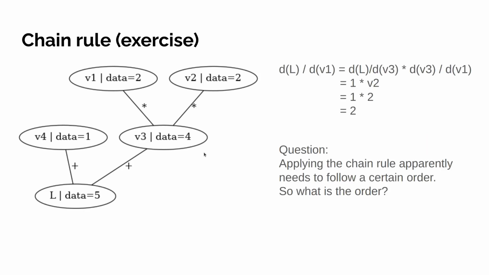By using some high school or undergraduate school mathematics, we know that dl over dv3 is equal to 1, and because v3 is the product of v1 times v2, so dv3 over dv1 is equal to the value of v2, which is 2. So ultimately, dl over dv1 is equal to 1 times 2 equal to 2. Let's pause for a while to make sure that we understand how to apply the chain rule to calculate the gradient of a certain node.